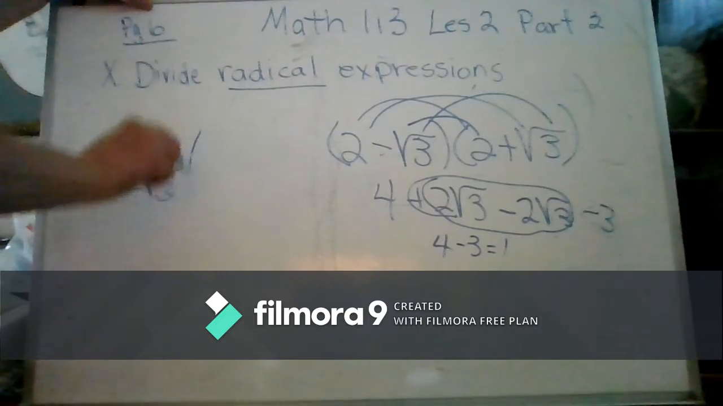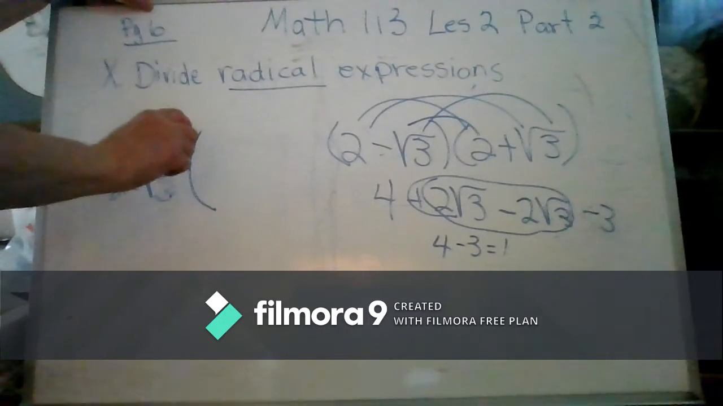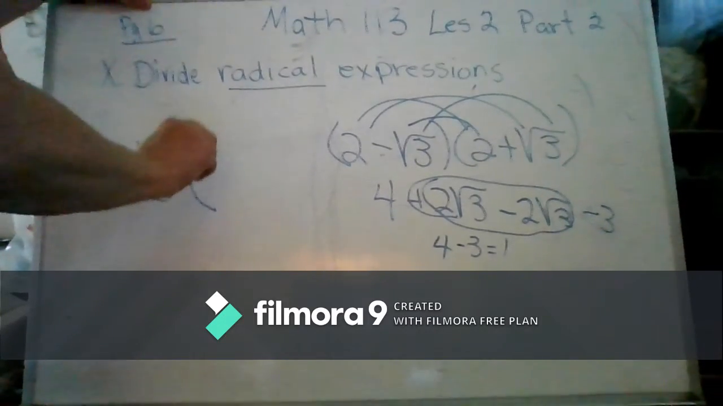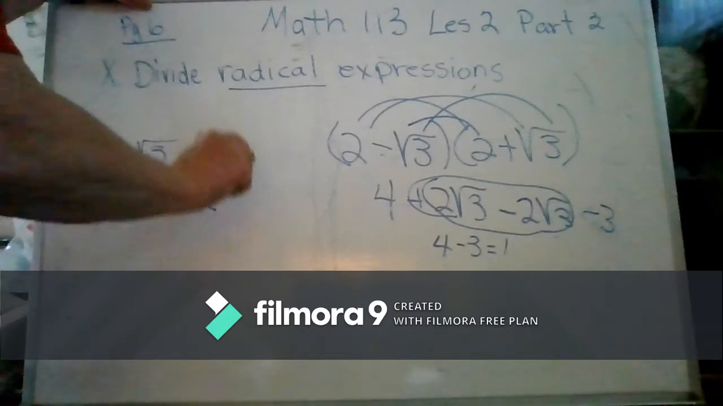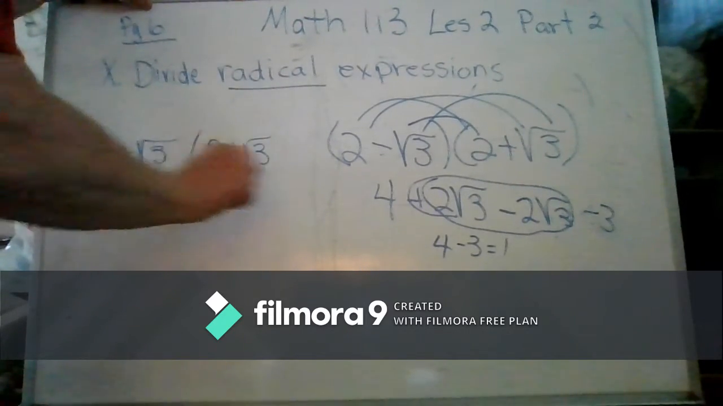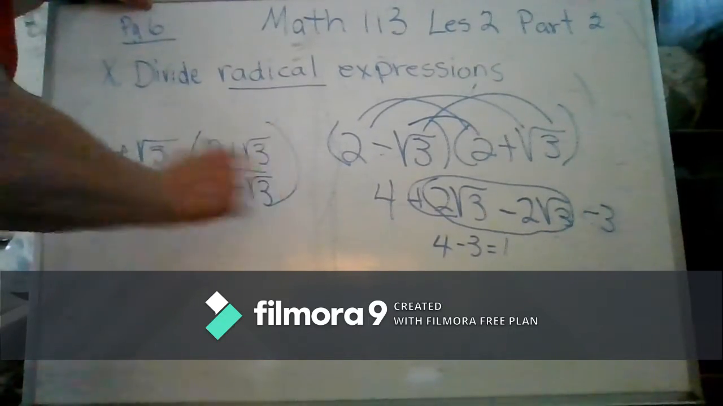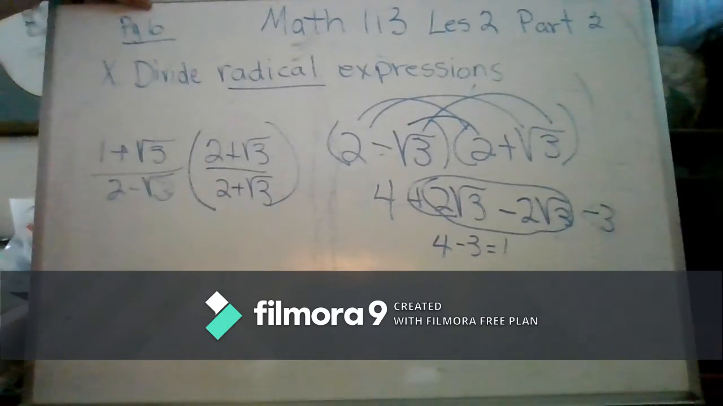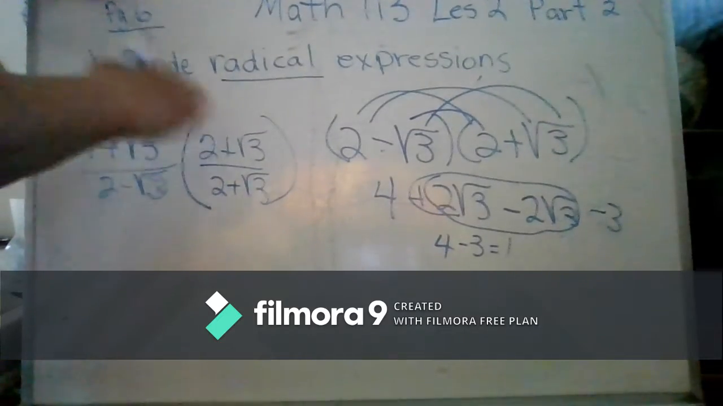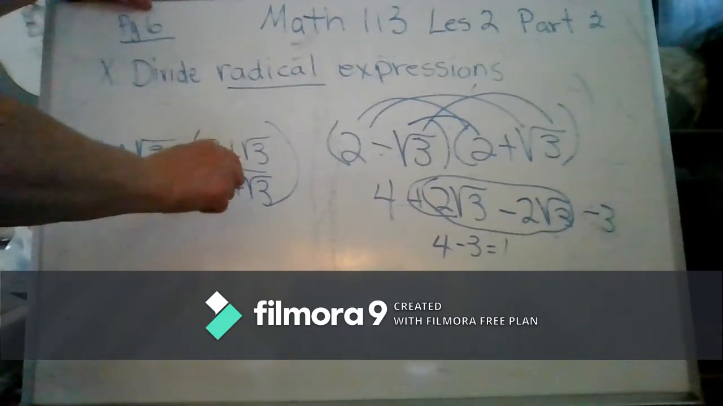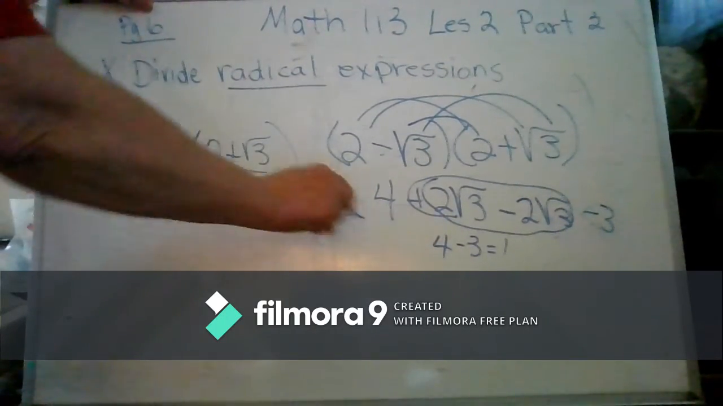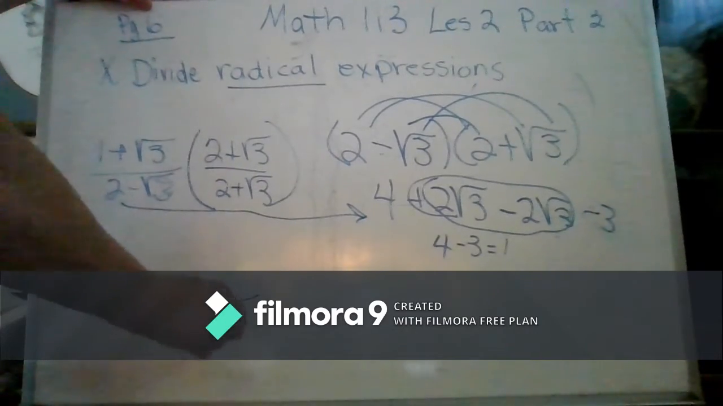So if I multiply my problem by 2 plus the square root of 3 over 2 plus the square root of 3, that value is just 1. So it's legal to do that. And I know that if I do these two together, I'm going to get 1. So I'm going to have 1 on the bottom.